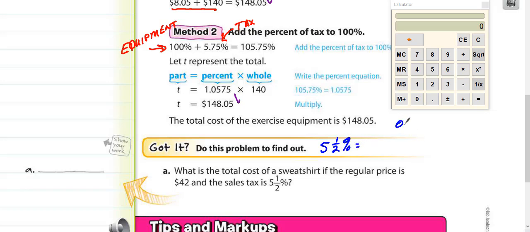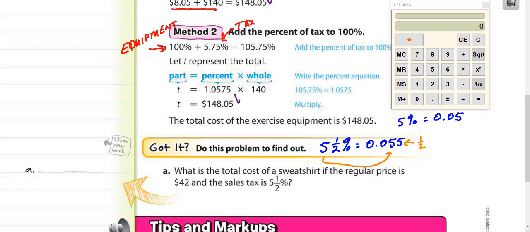If we were just doing 5%, that would be 0.05. 5.5, we need another half there. So this is going to be 0.055. This 5 is that 5, and this second 5 right here is the half. So 5 and the half.